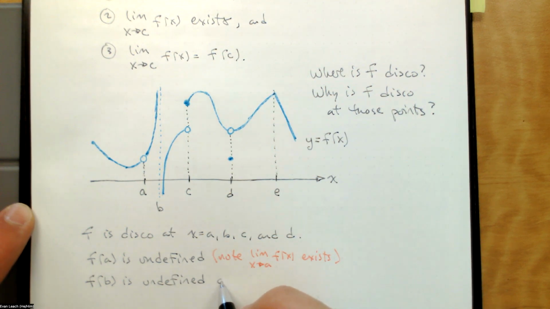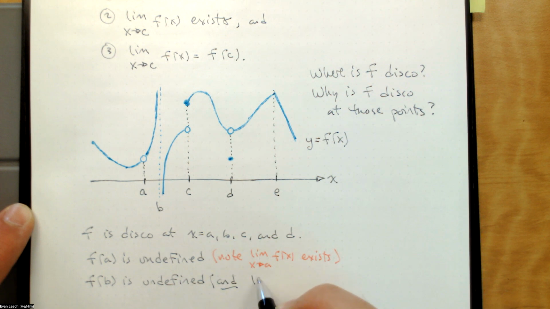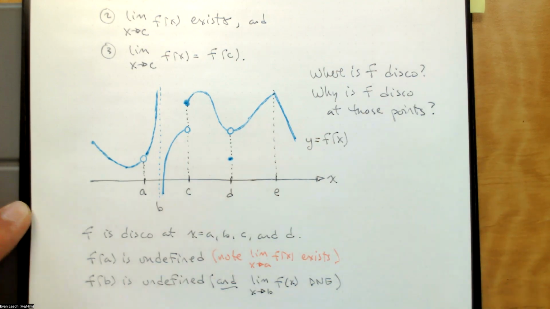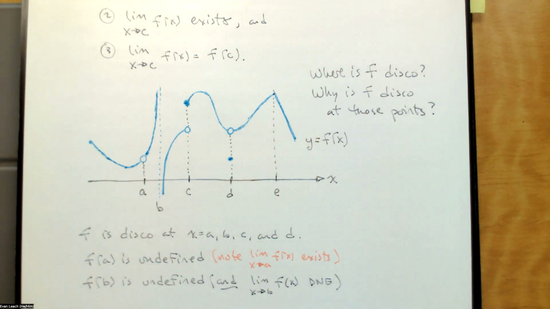So we wouldn't need to state both. Discontinuous if any one of the three things is not true. So we only need one, but not only is the function undefined, but the limit also does not exist.